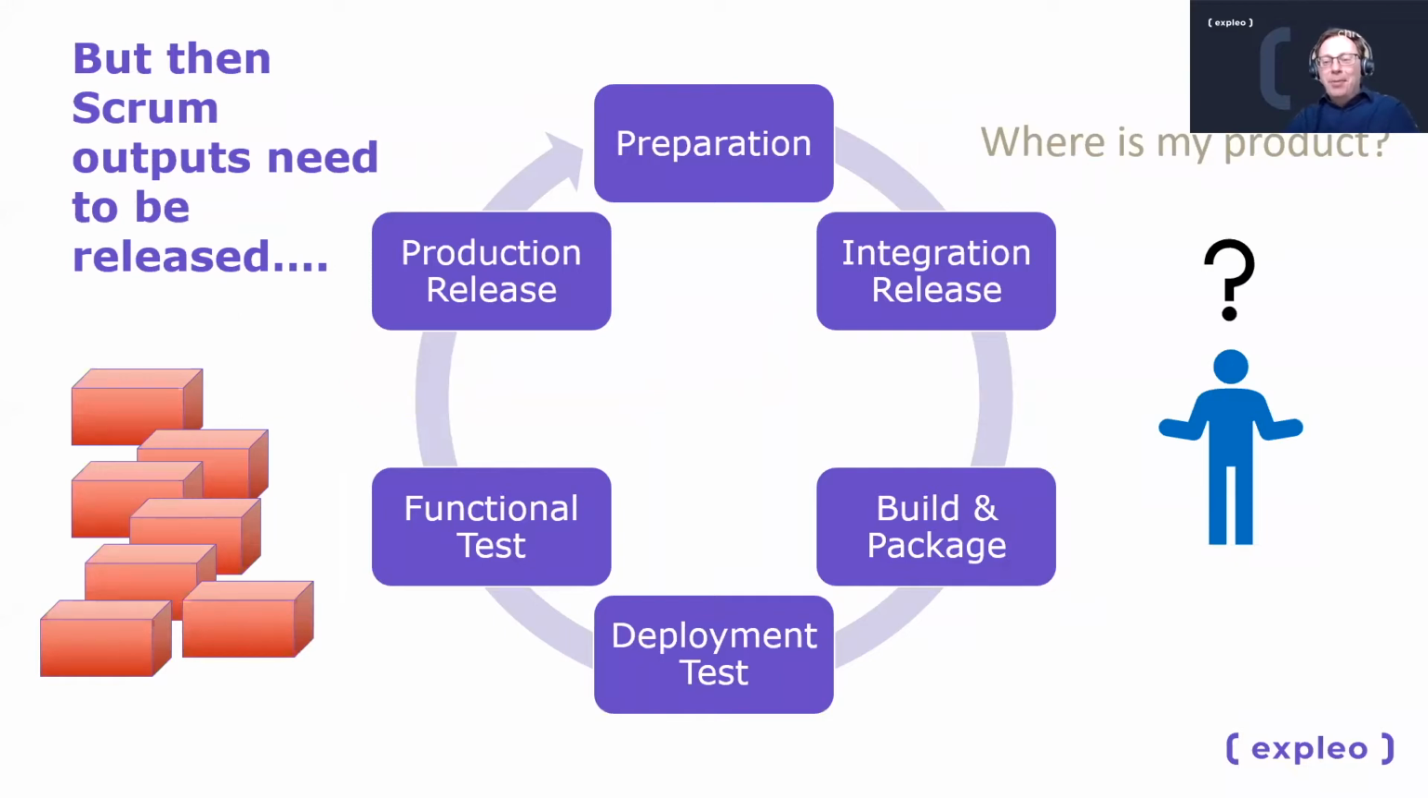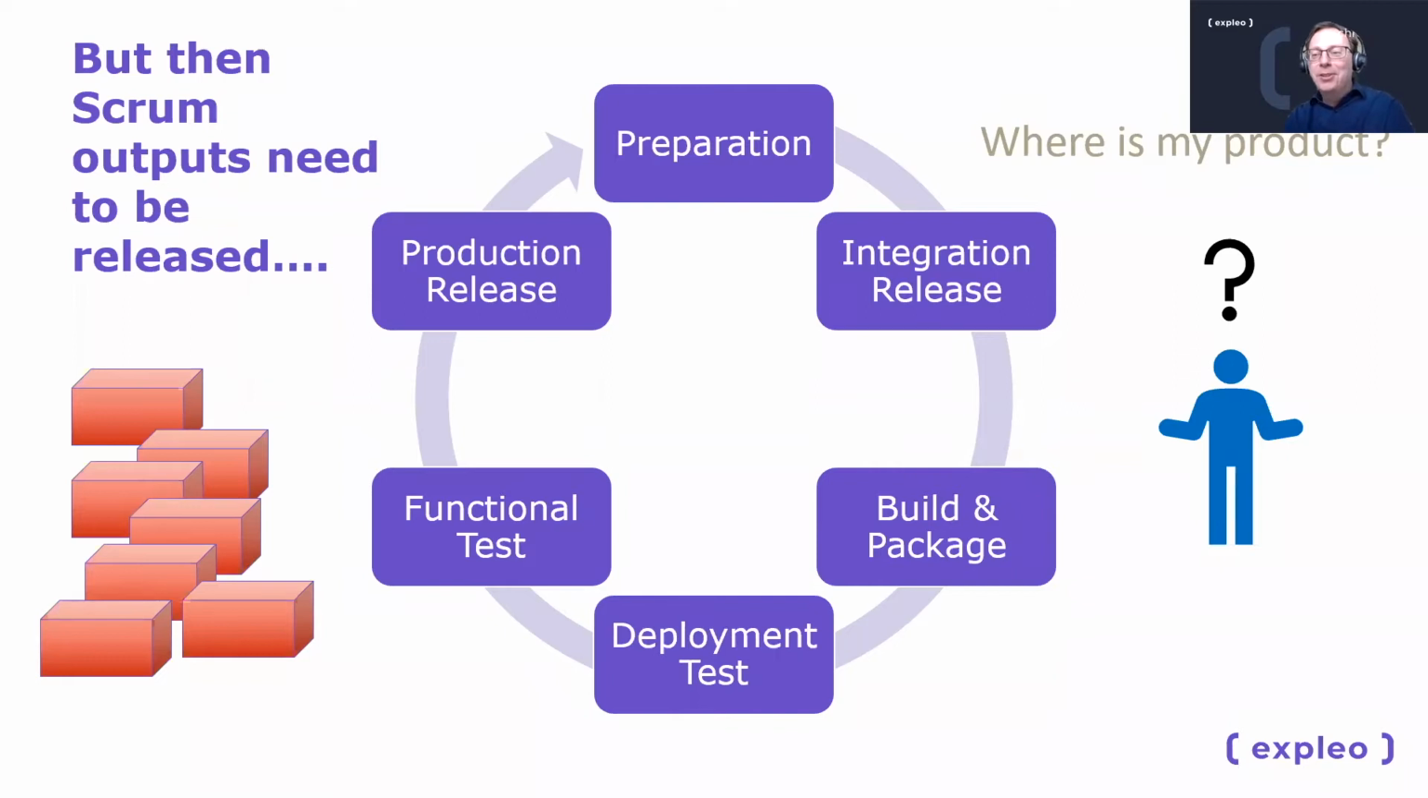We have lots of Scrum outputs, lots of product increments released, and we hit a buffer of a release cycle. The typical one involves the steps of preparation, integration, release, build and package, deployment test, functional, product release. But the result is you have a product owner or a customer at the other end saying, "Where's my product? Where is it? We've done this great Scrum stuff, but suddenly I'm stuck."